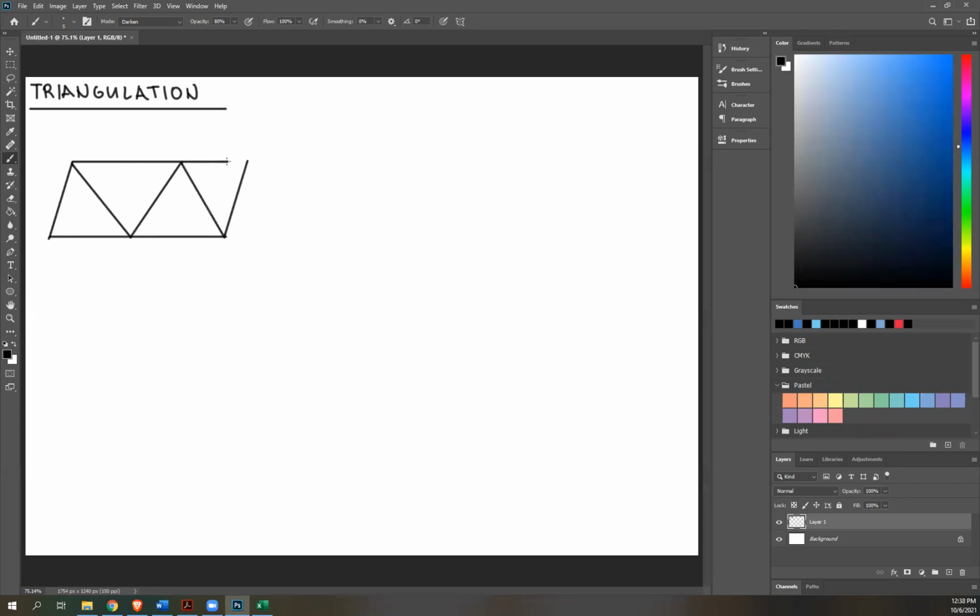It's going to look something like this. So it's a series of triangles connected together in a narrow path. So this is your common figure 1.